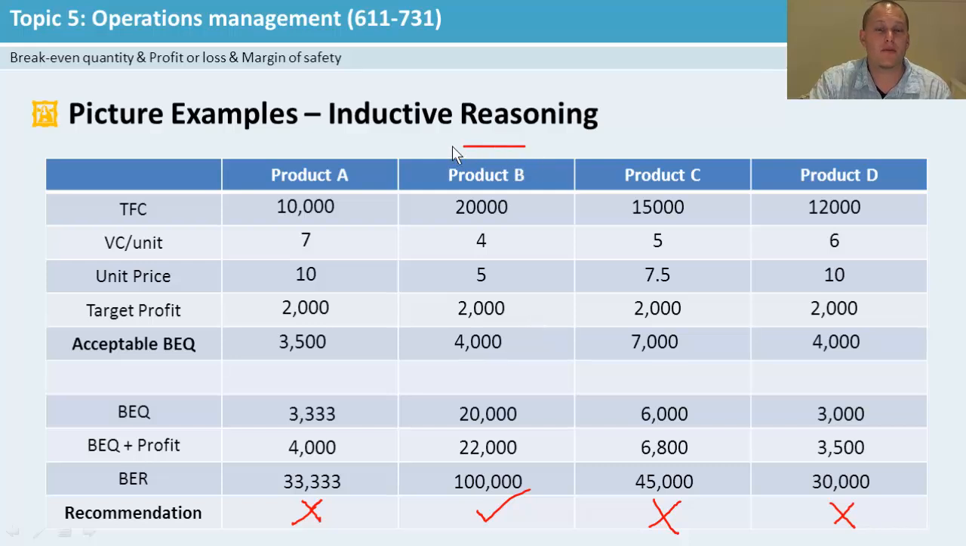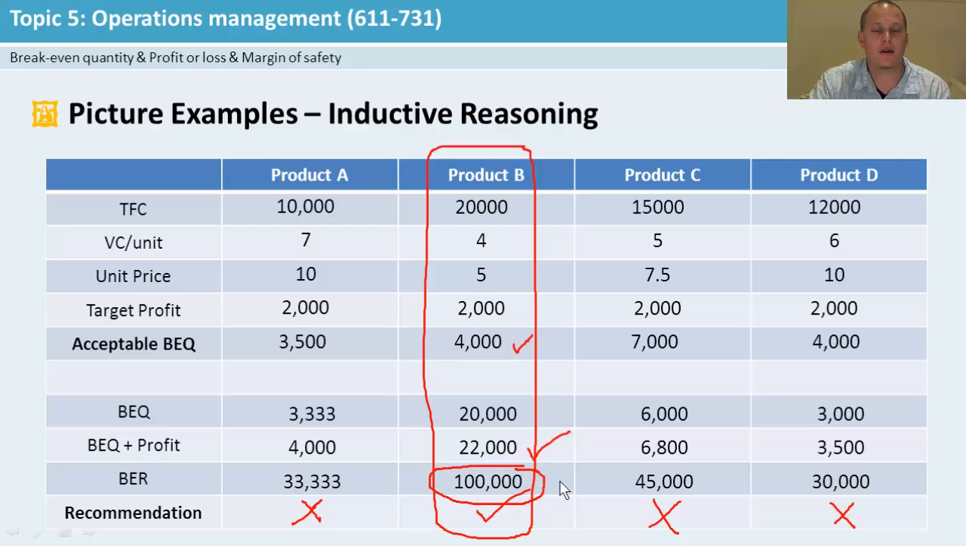If you were to recommend through inductive reasoning, you'd be aiming at product B as the product they should be continuing with. It'll allow them to meet their break-even quantity targets. It'll also be able to meet their break-even revenue, and that's the revenue they're going to have to get before they break even. Go with product number B.